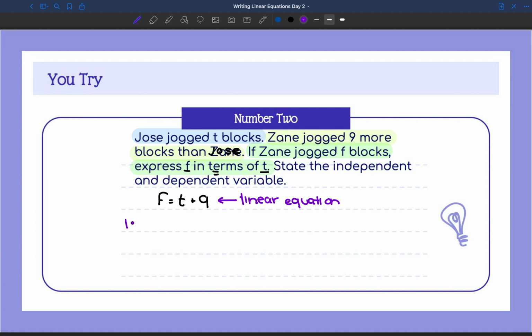And then we got to figure out what our independent variable is and our dependent variable is. Well, remember, our dependent variable depends on the value of the independent variable. So if Jose jogged 9 blocks, well, now we have 9 plus 9, which would give us how many blocks Zane jogged, which is F, which would give us 18. So the independent variable would be T, and the dependent variable is F.